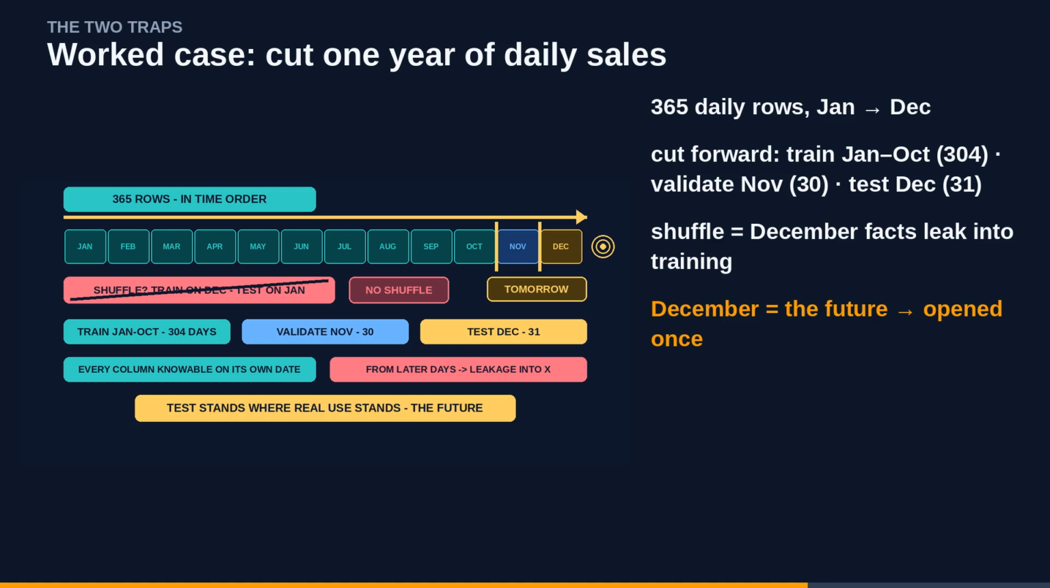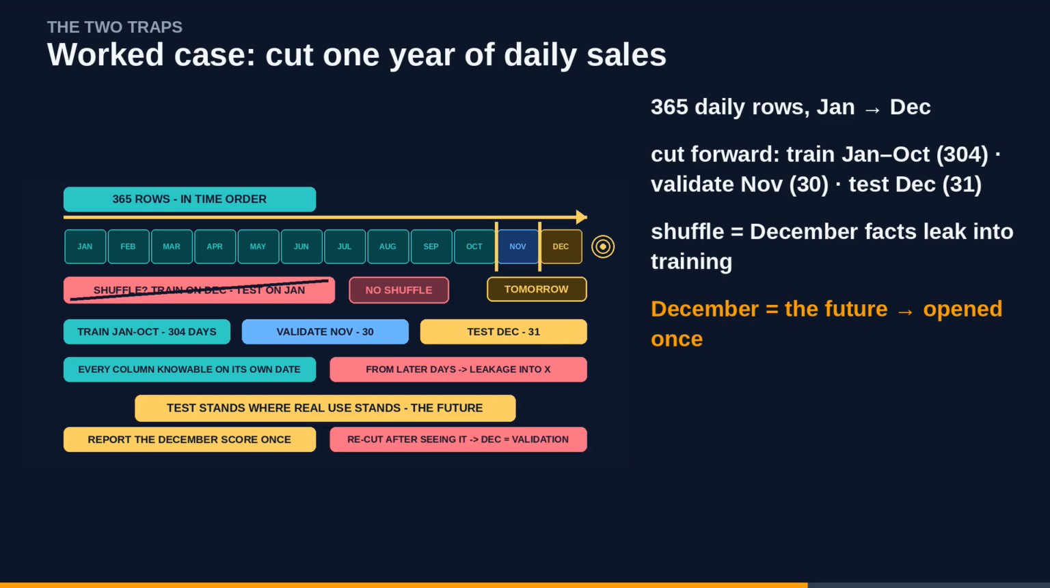So tune on November scores and open December exactly once at the end. December is the future here, and it must stay as unseen as the future always is. Treat it exactly like the validation pile's locked cousin.